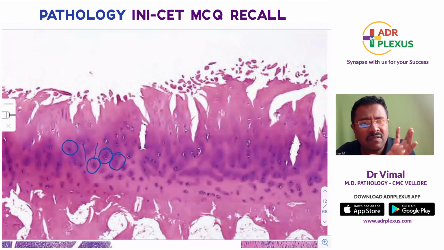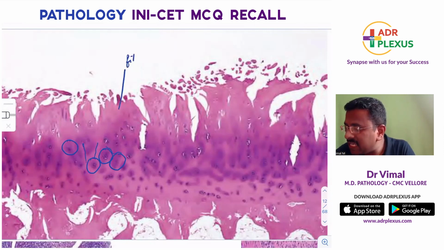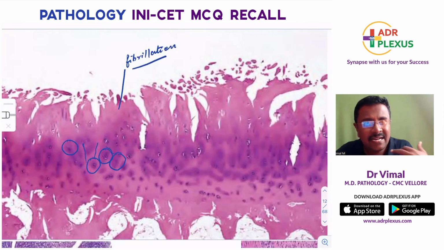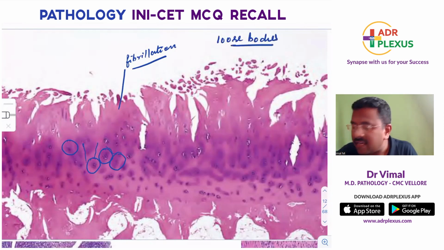So what happens because of the collection of the edema? Fibrillation of the articular surface occurs. Later, after the fibrillation, you will be getting what are called loose bodies. That fibrillation will separate the cartilage, and small loose bodies will be there at the articular surface in the joint space. So fibrillation of the articular cartilage and loose bodies will be there in the case of osteoarthritis.